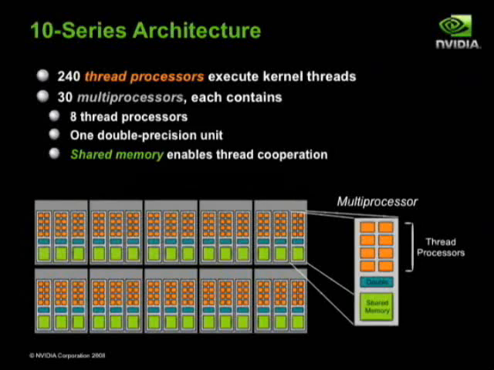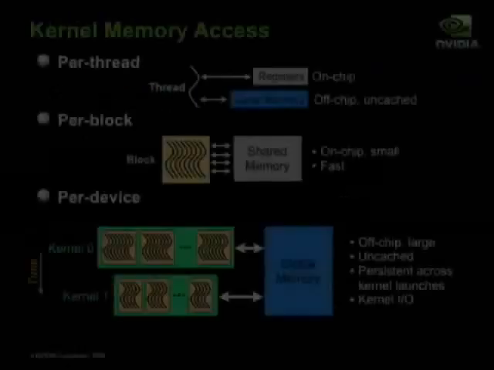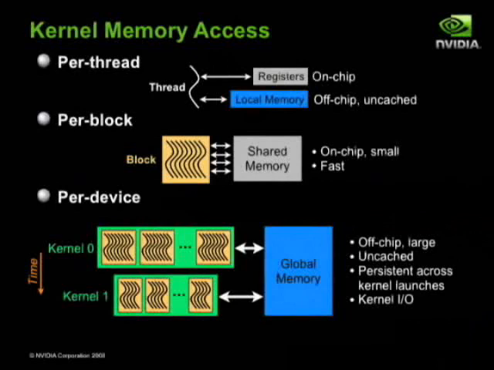Each multiprocessor performs computations in SIMT, or single instruction multiple thread fashion. SIMT is similar to SIMD, or single instruction multiple data, except that SIMT is a bit more flexible in that each thread is executed independently with its own instruction address and register state. SIMT enables programmers to write thread-level parallel code for independent scalar threads, as well as data parallel code for coordinated threads. CUDA kernel threads have access to a variety of memory spaces which differ in scope, size, lifetime, and latency.